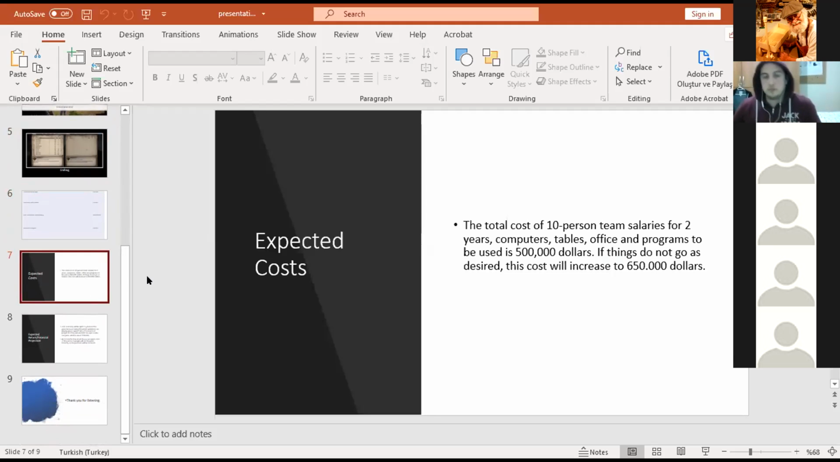The better way of delivering this info could be writing 10 people, and then drawing an arrow and writing 2 years on top of this arrow, and just saying it's $500,000. And also you can share the worst case scenario as well. It's not too much of a detail, but still, I'm saying this for everyone, not just for you. And can you click the last slide?